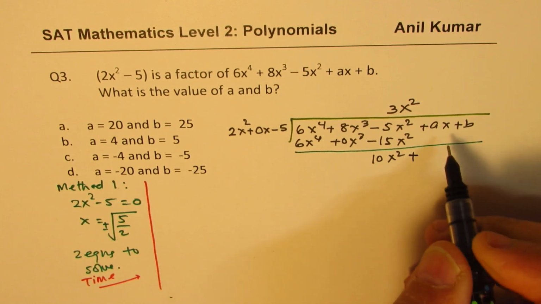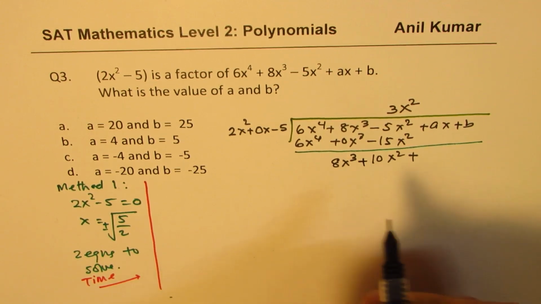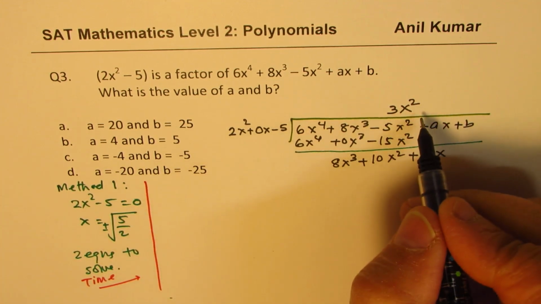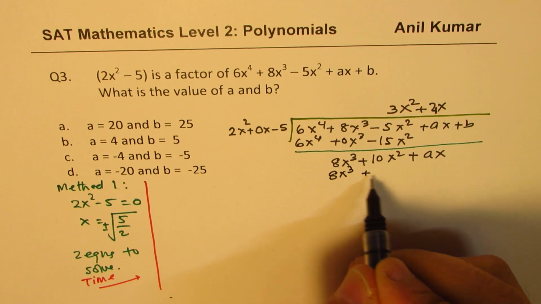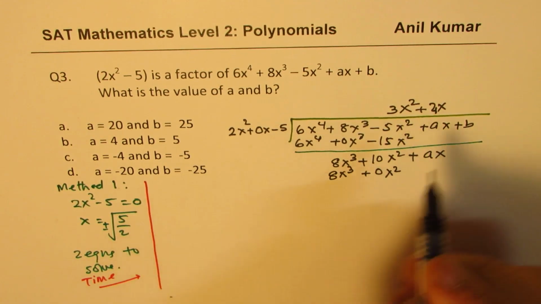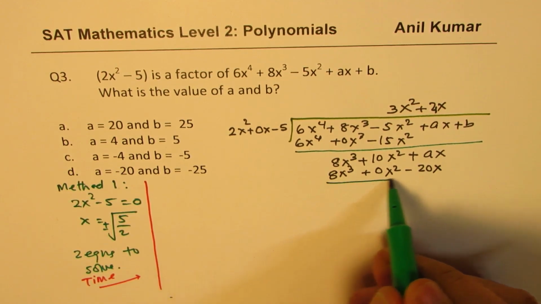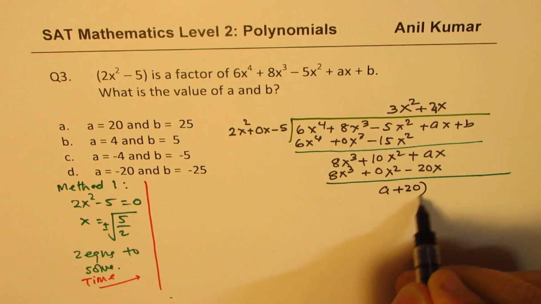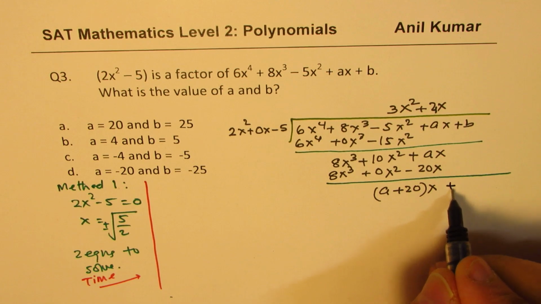And you bring down now the term, so 8x cubed plus 10x squared, and bring down ax. So taking care of 8x cubed, 4 times 2 is 8, so we'll do plus 4x. So 4 times 2 is 8, so 8x cubed plus 0x squared, and 4 times minus 5 is minus 20x, right? Now, when you take away, what do you get? Now you get a plus 20x, and you bring down the number here, which is plus b.